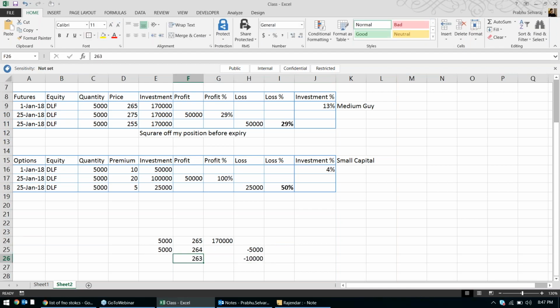Same case for the profit. Your broker will allow you to hold this position until 80% of capital goes into negative. That means if it goes 20 rupees down, 1 lakh is gone. If it goes 30 rupees down, you'll be losing 1.5 lakh. So if your stock price goes down to 235, 30 rupees down, you'll have a loss of 1,50,000 rupees. Your broker will automatically square off your position because he cannot bear your losses. He'll not hold your position.